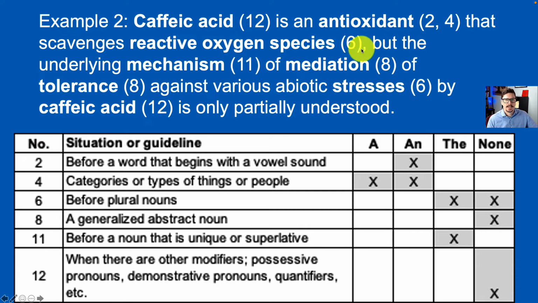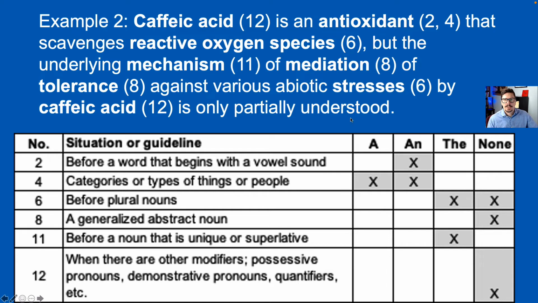The article is the. That's rule number 11, before a noun that is unique or superlative. So this one's not superlative, but it is unique. It's saying it's the mechanism, meaning it's the only mechanism. There is not another mechanism. There's only this one. That's unique.